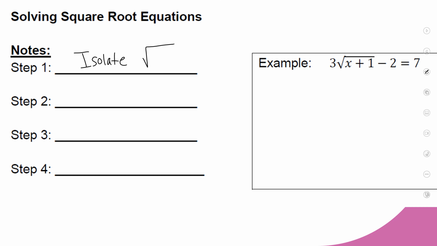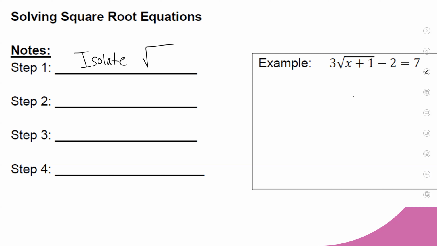So let's go ahead and do step one on this example problem. My goal is to get this square root symbol by itself. Right now, it's not by itself. They subtracted a 2, and they also multiplied by a 3. We want to get rid of those things, okay? Now, I see this mistake often.